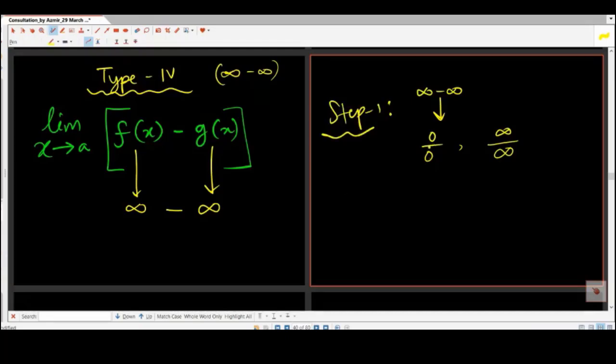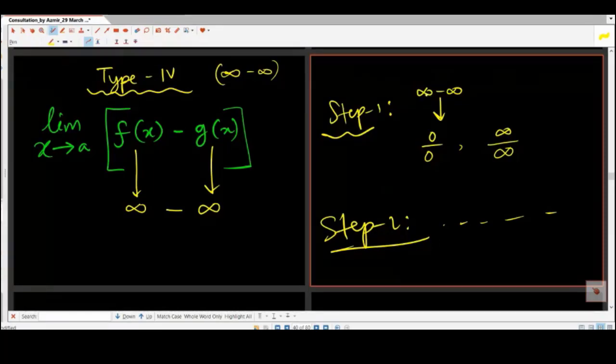Once we have 0 over 0 or infinity over infinity, then it is easy to apply L'Hopital's rule. So in the next steps, we will apply L'Hopital's rule. But first, we have to confirm that we have 0 over 0 or infinity over infinity. So how can we convert infinity, negative infinity to 0 over 0 or infinity over infinity? We have to understand the concept. We can do this by using LCM.